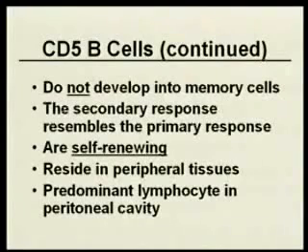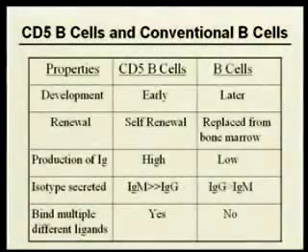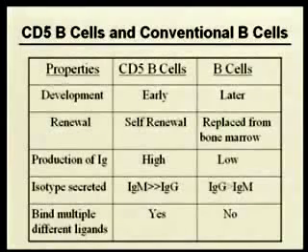Again, this is kind of reemphasizing this. These types of B cells are the predominant lymphocyte in the peritoneal cavity, which is a peripheral tissue. Now, if you want to compare the conventional B cells with the CD5 B cells, if you look at development, you see that the CD5 cells occur early in development, whereas the other B cells occur later. If you look at renewal, these are able to self-renew, whereas these are replaced by the bone marrow.